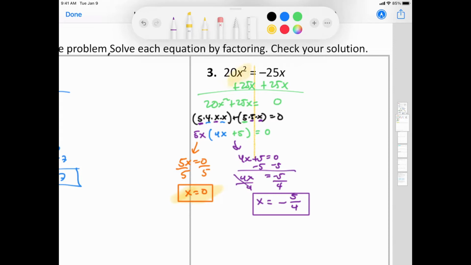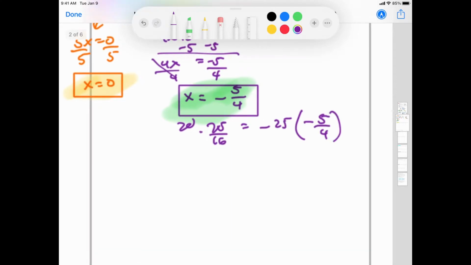If I put in 0 here, 0 squared is 0, 0 times 20 is 0, negative 25 times 0 is 0. 0 equals 0. Negative 5/4, ooh, that would be fun. Negative 5/4 times negative 5/4 is 25 over 16. I'm going to forget 25 over 16 times 20, and negative 25 times negative 5/4. Are these equal?